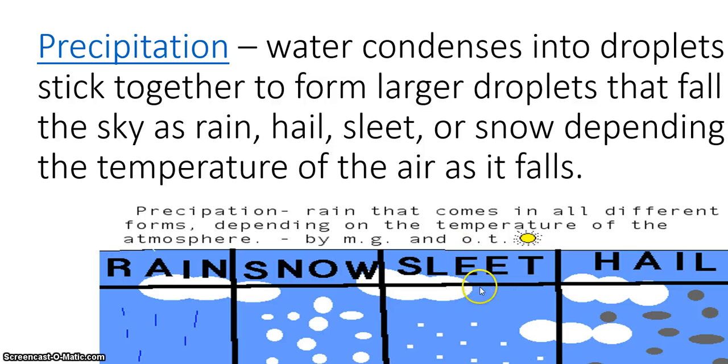Sleet occurs when snow melts, becomes rain, and then refreezes into balls of ice. Hail occurs only in cumulonimbus clouds when ice pellets continue to refreeze until they become so large they actually fall. At this time, please go to the link on precipitation.